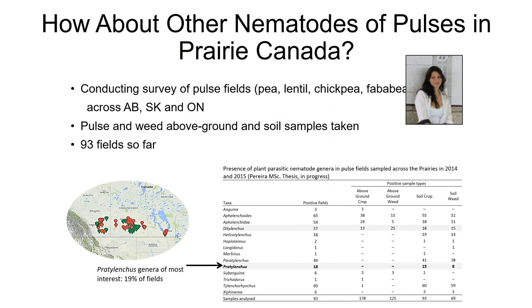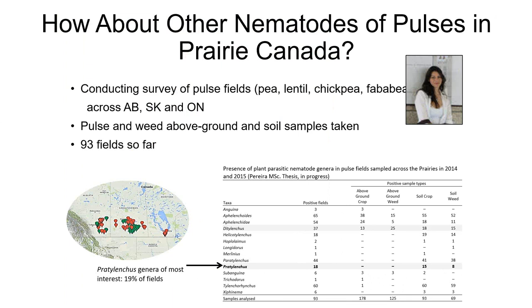Okay. All right. Well, how about other nematodes of pulse crops on the prairies? So with the pulse growers, we've been conducting surveys of pulse fields of pea, lentil, chickpea, and faba across Alberta, Saskatchewan, and Ontario, looking for Ditylenchus, that stem and bulb nematode, but then also trying to see if there are any other issues of different nematodes out there.